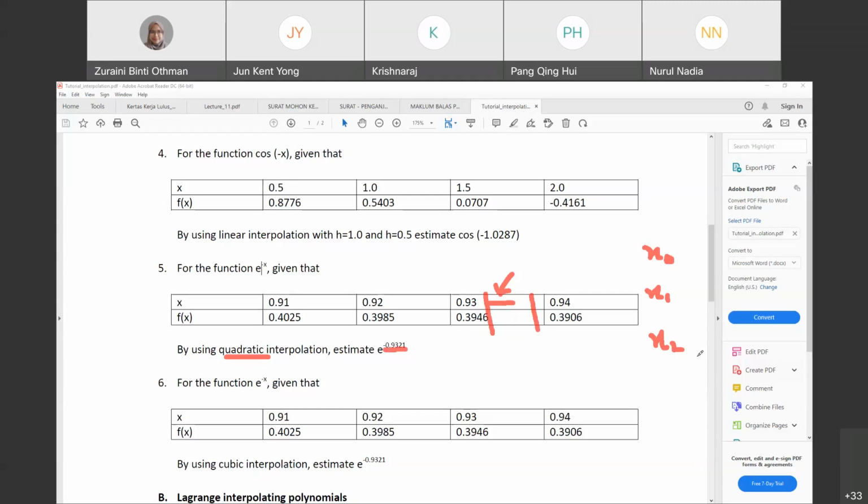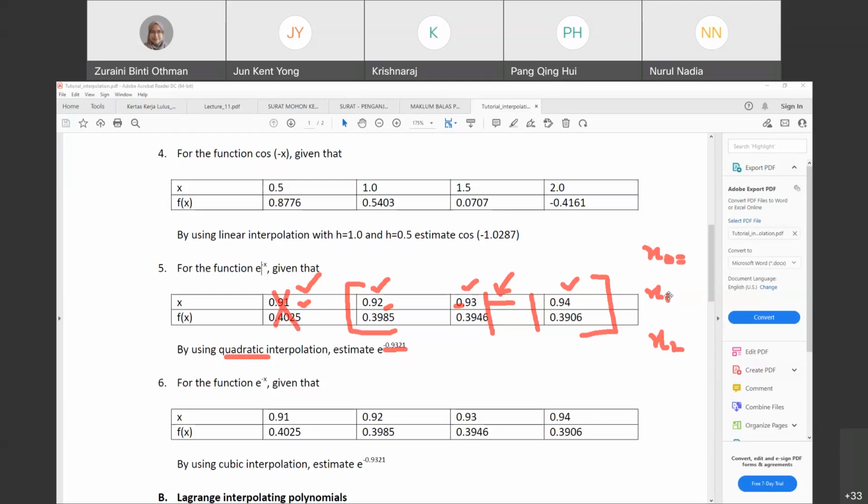Now you have to choose the points. You can't choose this, because if you choose this, your points will be x0, x1, x2 and it does not contain this part. So the correct way is this is your x0, x1, and this is your x2. Only this one you choose. Even though it is the first, it is not always chosen as x0. That's the thing that I want you to know.